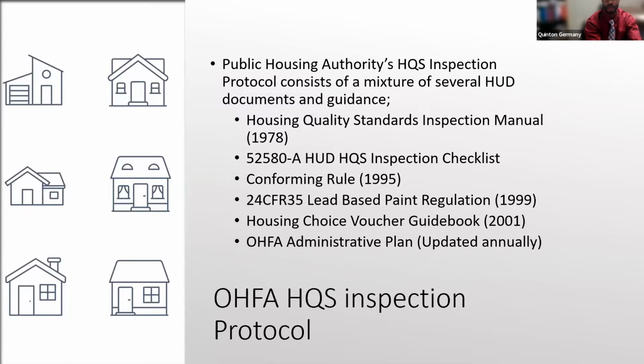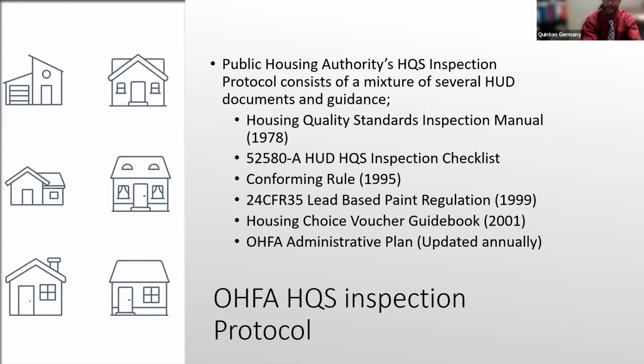We also run all of these off of the Code of Federal Regulations. We have the Conforming Rule of 1995, the lead-based paint regulation, the Housing Choice Voucher Guidebook, and then our OHFA, Oklahoma Housing Finance Agency, Administrative Plan. We do update this plan annually, but the HQS is normally the same. We're going to discuss today one of those manuals that the inspectors use when inspecting units, to help you pass these units more often.